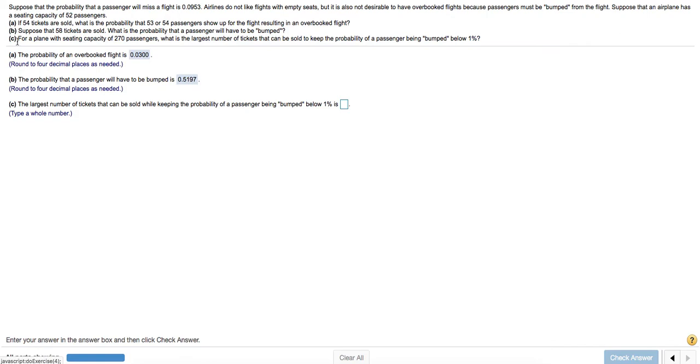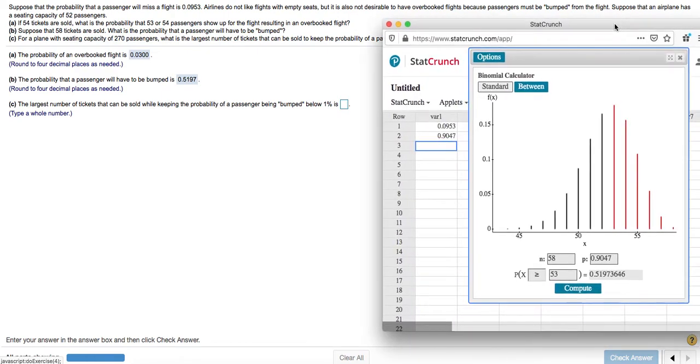So going further, the last part is now changing the capacity of the airplane. So this one says, for a plane with a seating capacity of 270 passengers, what is the largest number of tickets that can be sold so that we keep the probability of somebody being bumped below 1%? So I think we can answer this by using the same calculator in StatCrunch as well. We just want to make sure we're entering in the appropriate values.